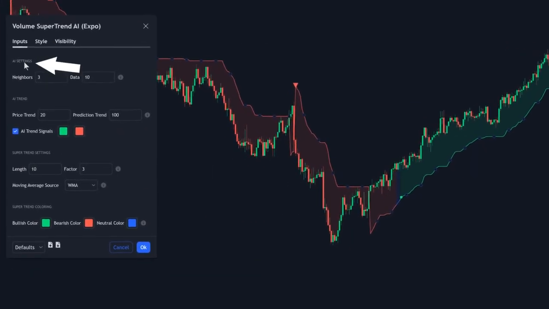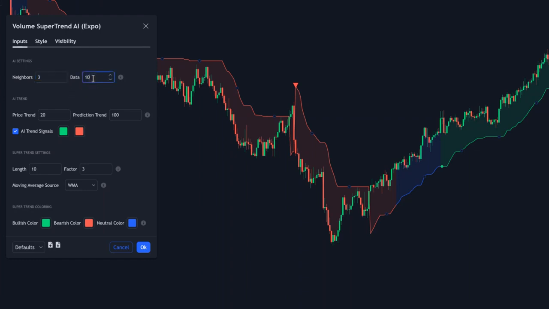Under the AI settings, decreasing the number of neighbors makes the indicator more responsive to recent price changes, while increasing it makes the indicator less sensitive to price, potentially filtering out market noise and false signals. For now, we're going to retain the default setting of 3.